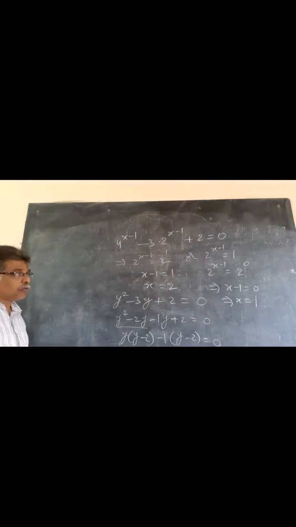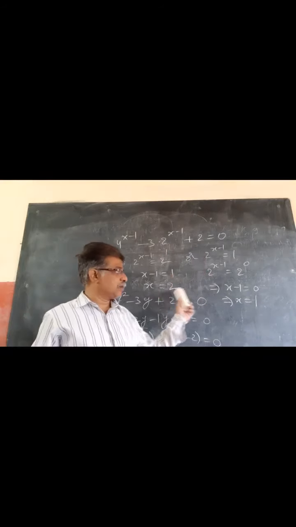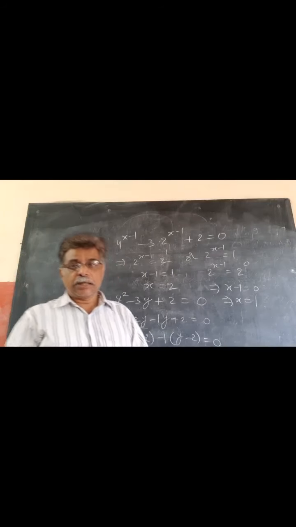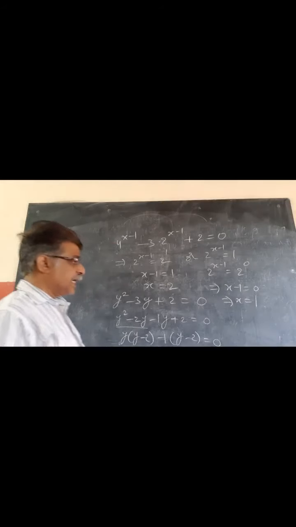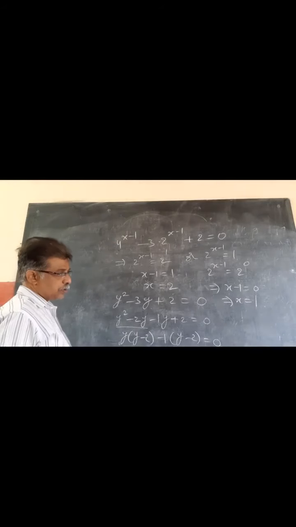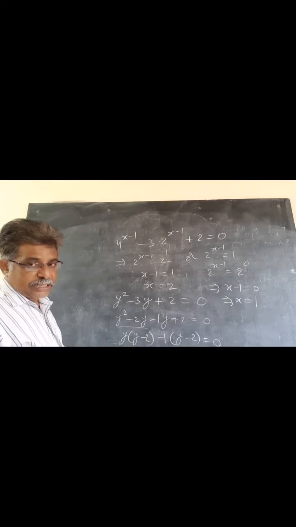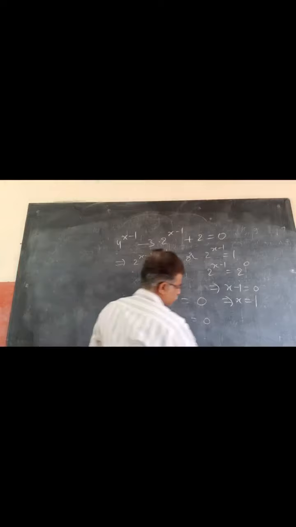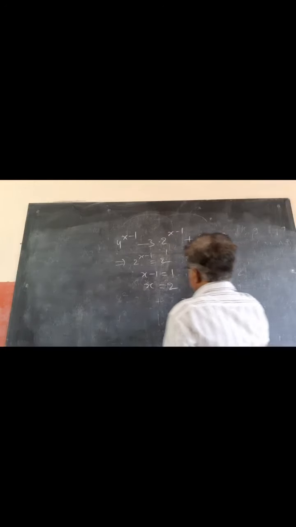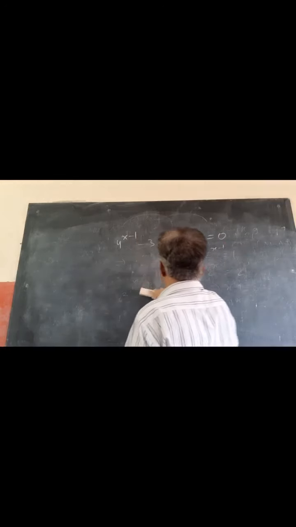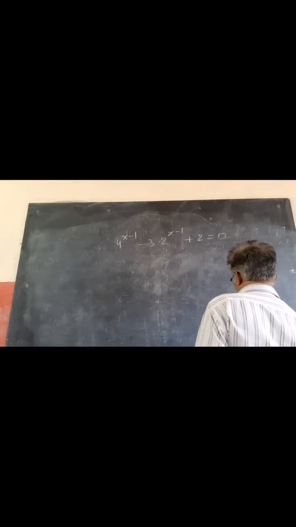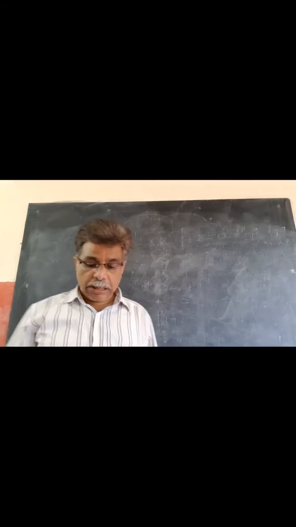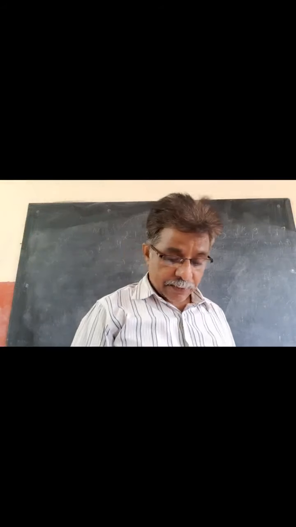X equal to 1. So the solution set is x equal to 2, comma x equal to 1. There are two roots for the equation, as this is a quadratic equation. X equal to 2, x equal to 1 are the solutions of the required equation. This is how we can solve a quadratic equation using our 10th class concept itself.